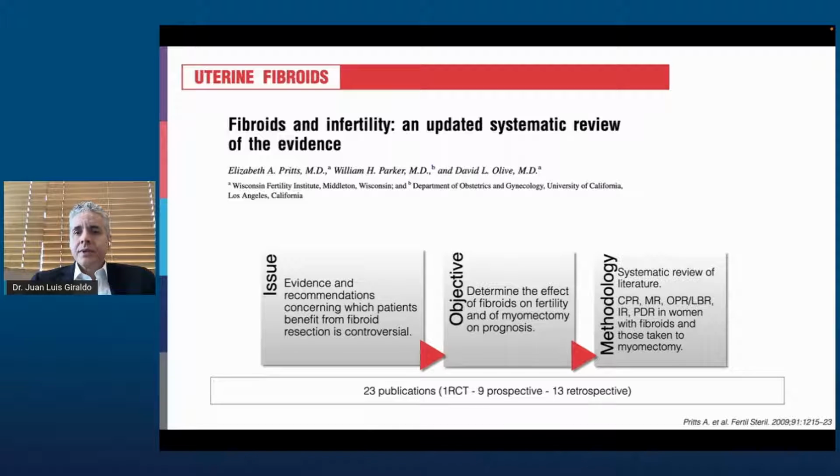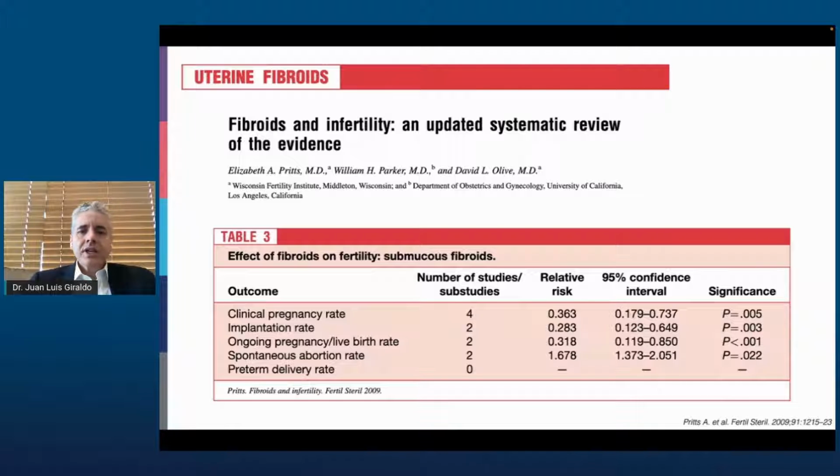of these patients. So they did a systematic review that addressed the clinical pregnancy rate, the miscarriage rate, the ongoing pregnancy rate, the live birth rate, the implantation rate, and the premature delivery rate in women with fibroids, and those taken to myomectomy. They included 23 publications: 1 RCT, 9 prospective publications, and 13 retrospective publications. As I said, we're only going to talk about the analysis of the submucosal fibroids.